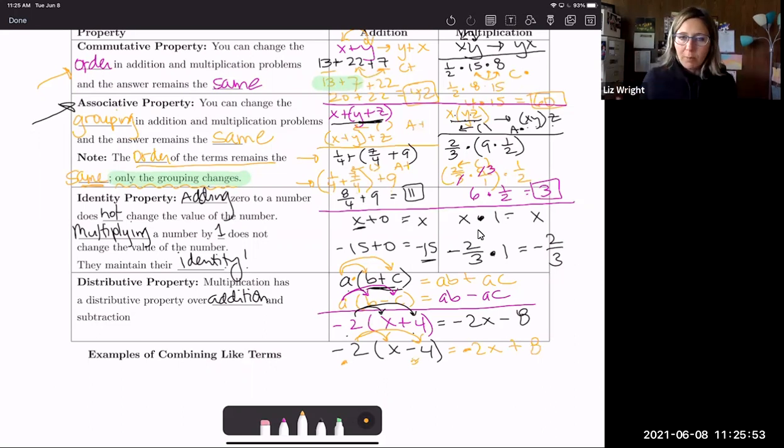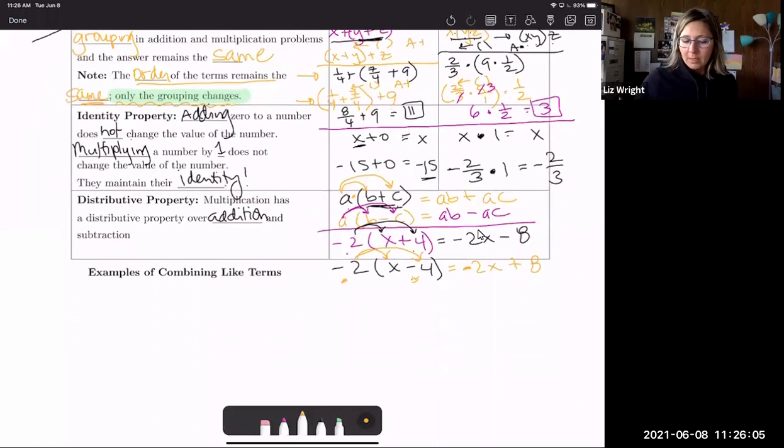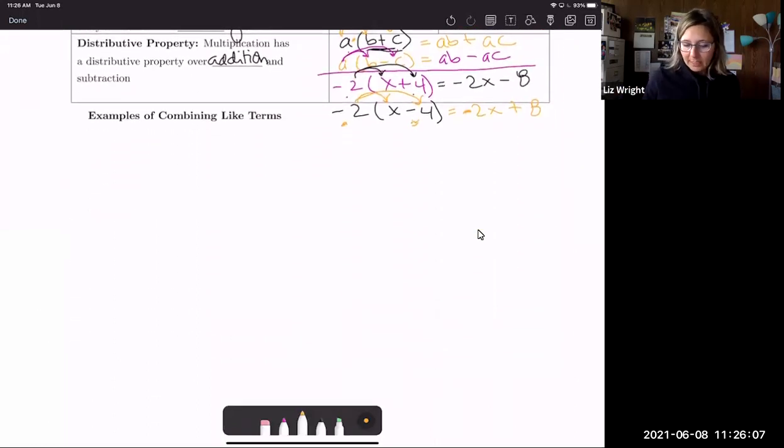So that gets us through our properties. I'm going to go through some examples of combining like terms, and then I'm going to stop this video, and then I'm going to record another one, and I'm going to help you with some of the examples on the workbook pages once we get back there. So here's some combining like terms examples for you.